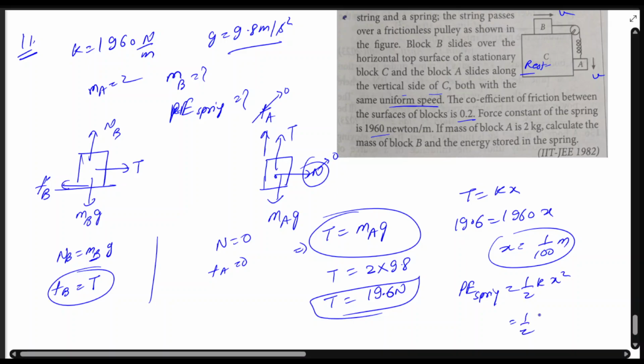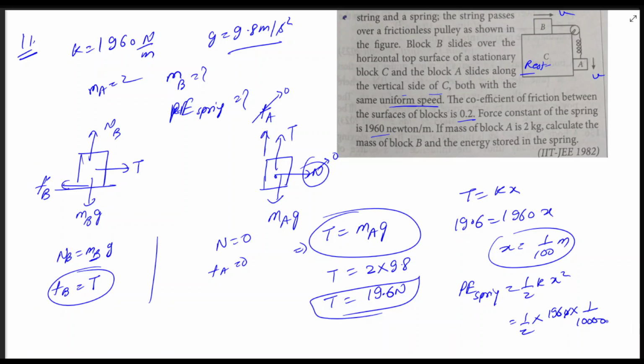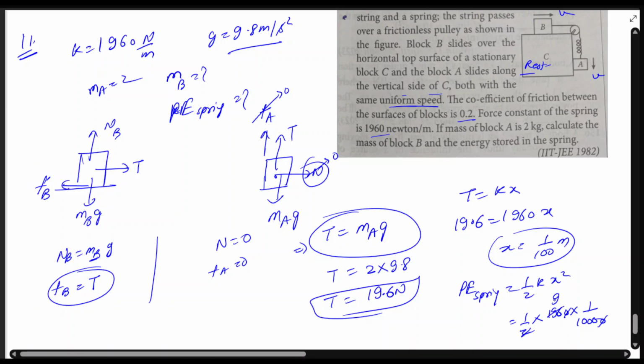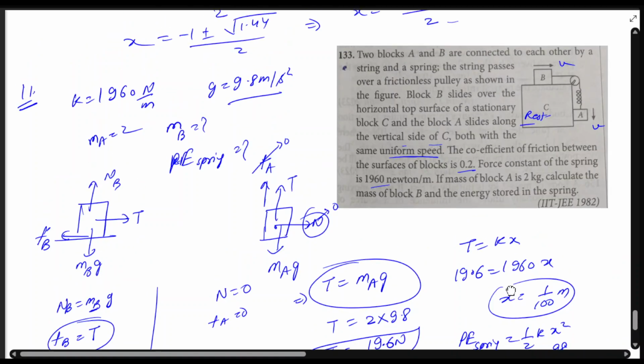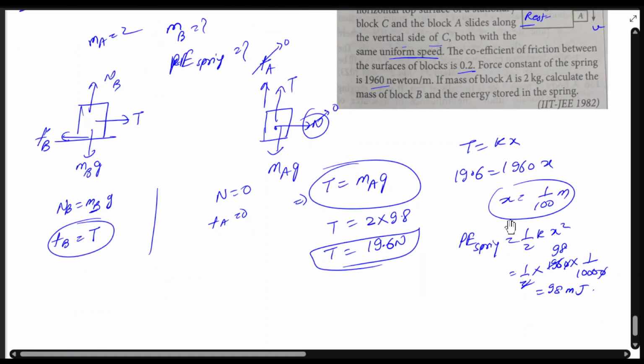So it will be half k, 1960 into 1 by 10000. The zeros will get cancelled. This is 98. So we have 98 millijoules, right? We'll have 98 millijoule. Okay.